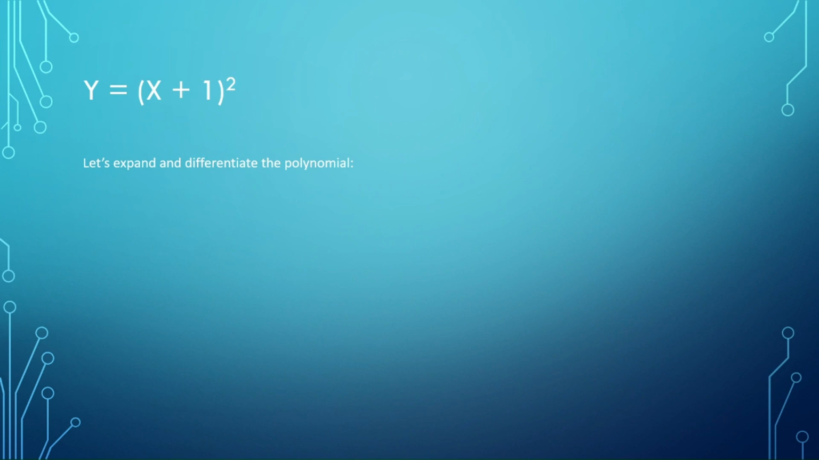So let's expand and differentiate the polynomial. Let's see how a computer might do this. So we expand it into x squared plus 2x plus 1.